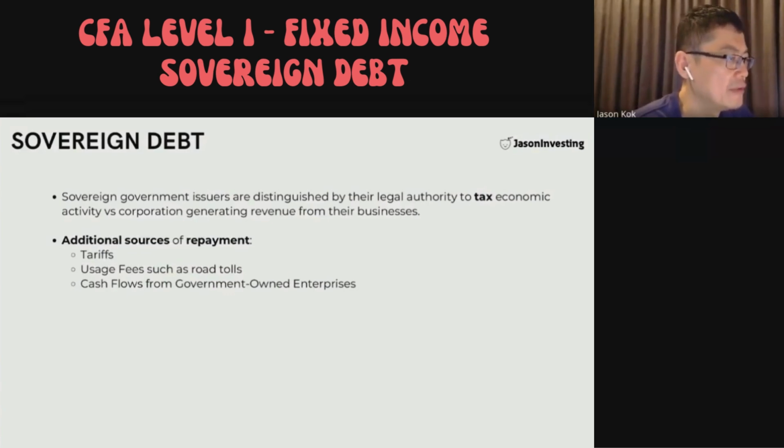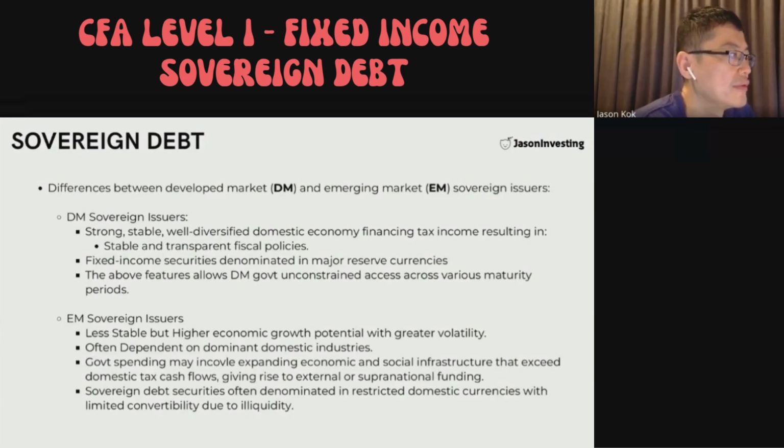For government-owned enterprises, the revenue generated is the same as the revenue generated from normal businesses. Government gets its revenue from tax income rather than from businesses selling goods or offering services. Before we look more into sovereign debt, we first look at the differences between developed market and emerging market sovereign issuers. Government issuers can be broadly categorized under developed market and emerging market.